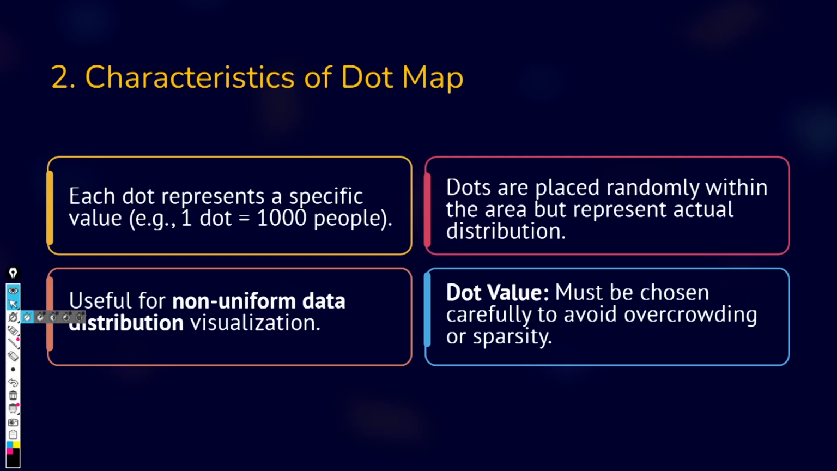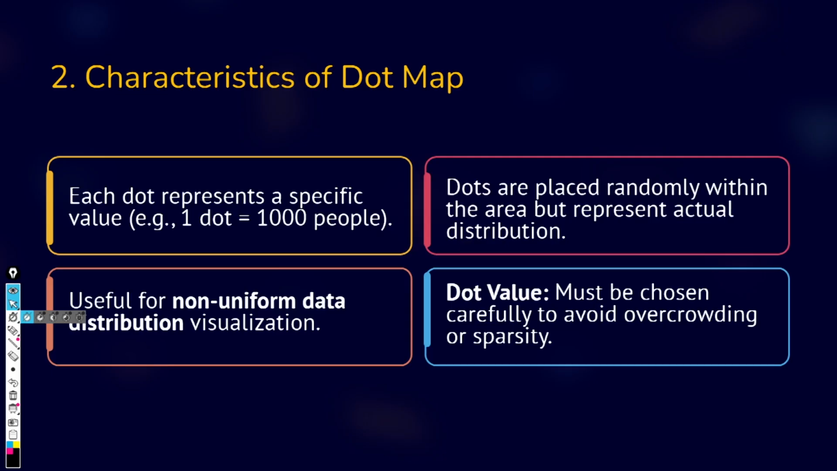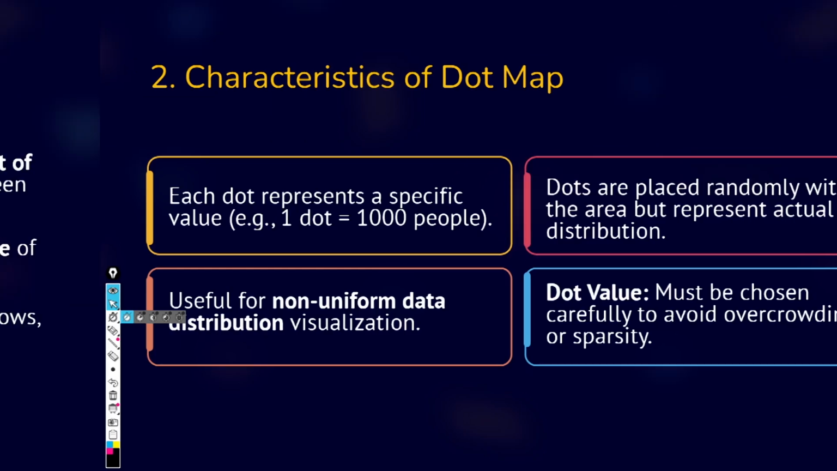So these are a few characteristics of a dot map. Each dot represents a specific value. Let's say we are creating a dot map for population density. There one dot may represent 1000 people or 10,000 people depending on the population and the population density which we are keeping on the dot map. Dots are placed randomly within the area but represent the actual distribution. It's useful for visualizing non-uniform data distribution. It must be chosen carefully to avoid overcrowding or sparsity.